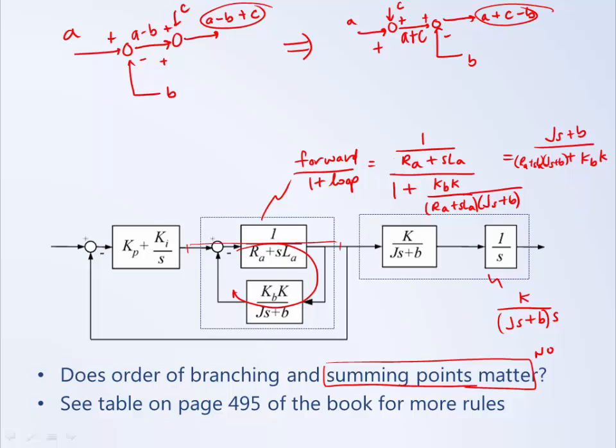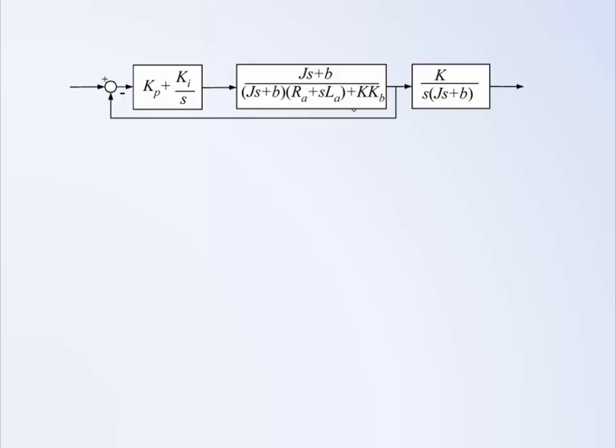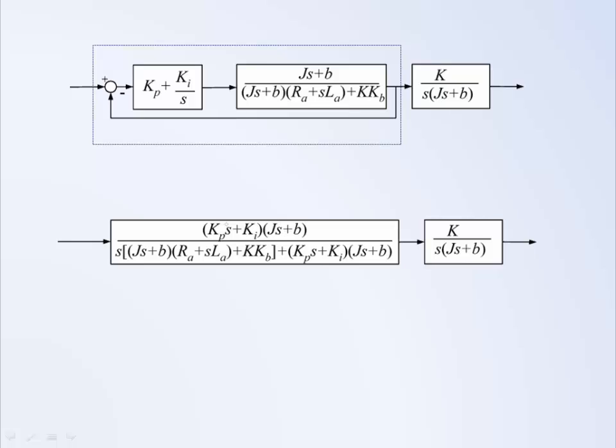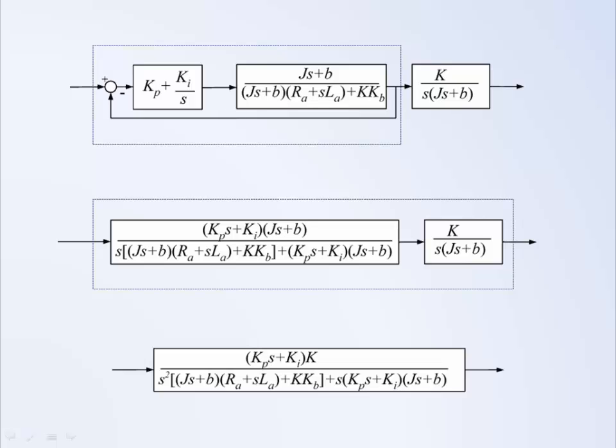Going to the next slide, that reduction, that block is the negative feedback loop, and this block is the two that were in series. Then we continue on, and looking again, we find another negative feedback loop which we can replace using the rule forward over 1 plus loop. I won't go through the algebra, but if we do, this is what results. We then have these two blocks in series. Again, blocks in series multiply, and we get to the final transfer function.